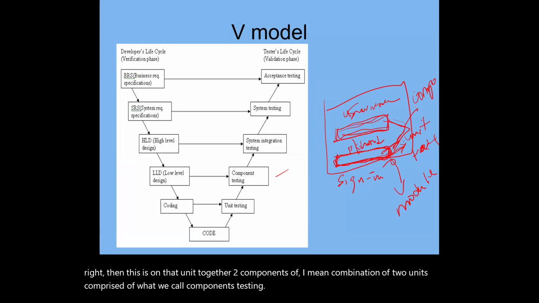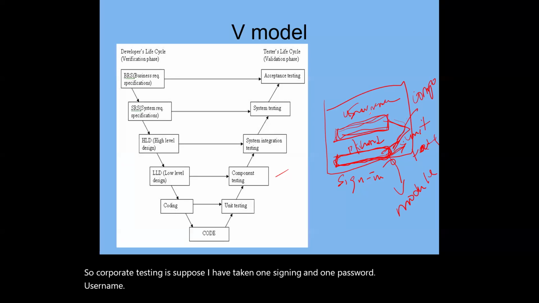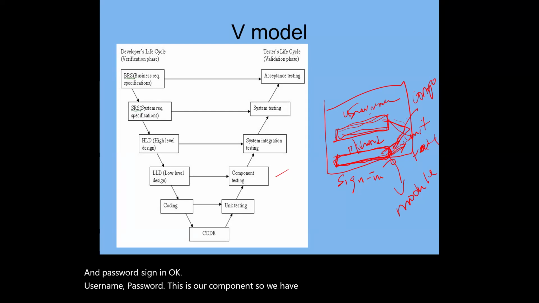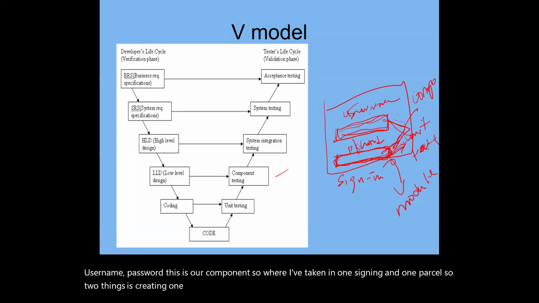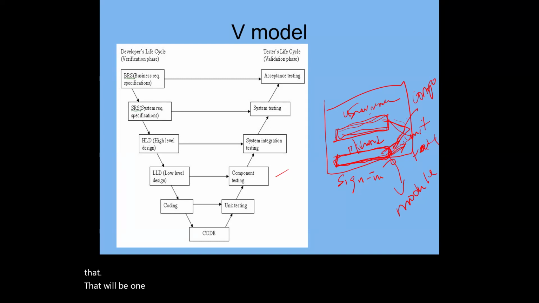So component testing is supposed to take one sign-in and one password, username and password. Sign in, okay? Username, password. These are our components. So we have taken in one sign-in and one password. So two things are creating one complete functionality. What is that functionality? Signing in that user, that will be one component. When I log in with my username and password, I'm able to land on the home page.